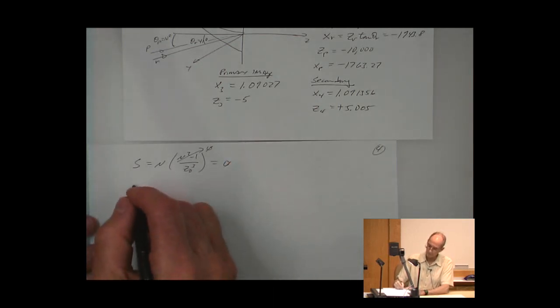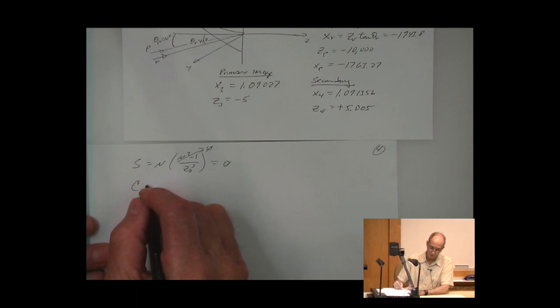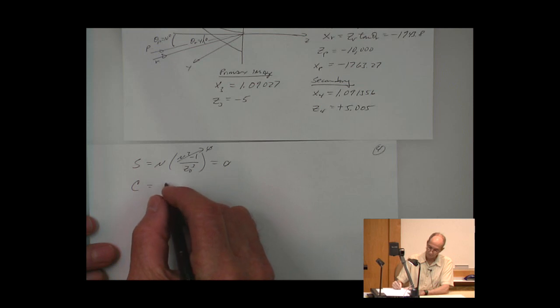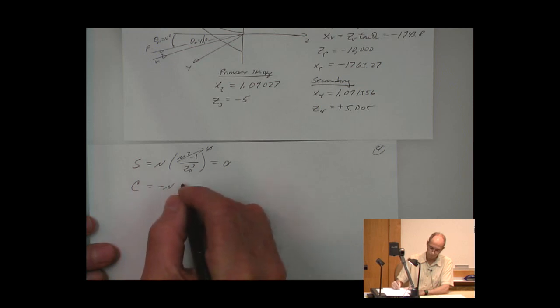Because that term is 0. All right, but what about the other aberrations? So let's look at coma. We'll just look at a couple here. So we have coma. In this case, we have minus mu.